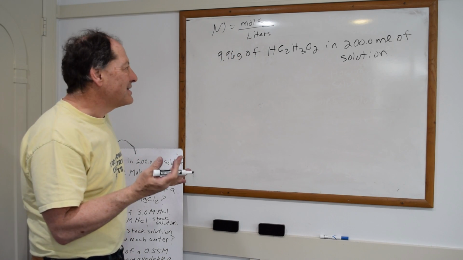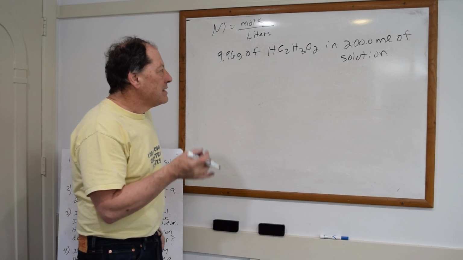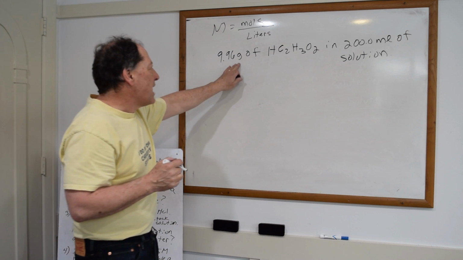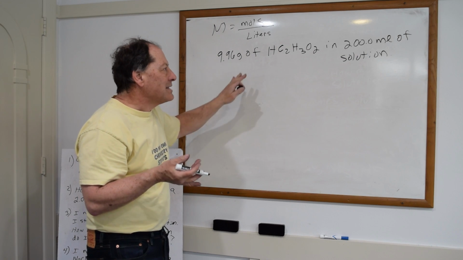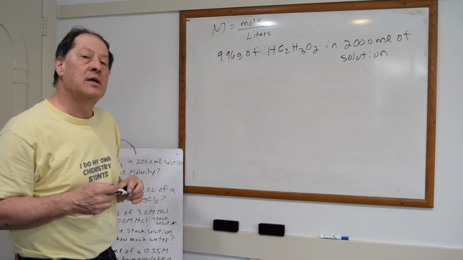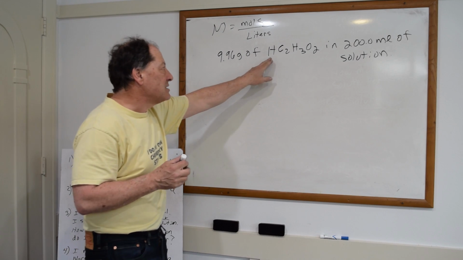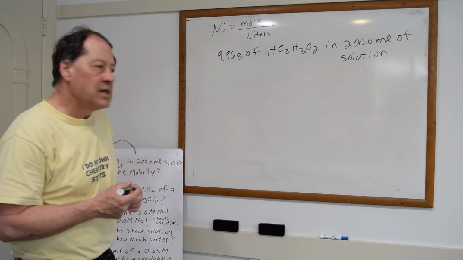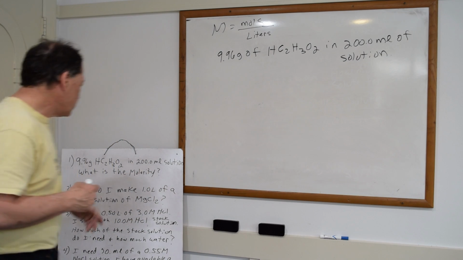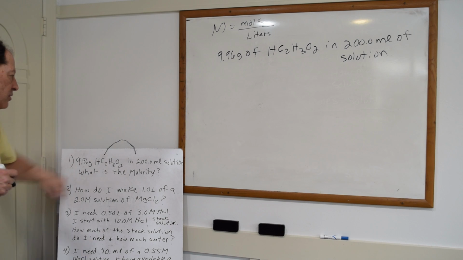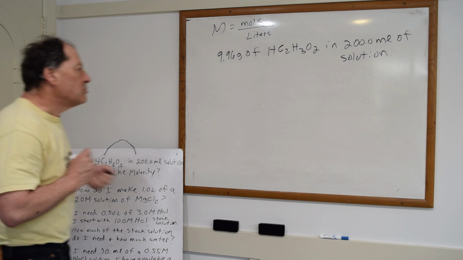So the way I'm going to make this is I would take some of this acetic acid and add it to a beaker, and I would add water up to the 200 milliliter mark, because that acetic acid is going to take up some space. So the 200 milliliters is the total solution. So the question is, what is that molarity? That's our first problem right here. If I have 9.96 grams of acetic acid in 200 milliliters of solution, what's the molarity?